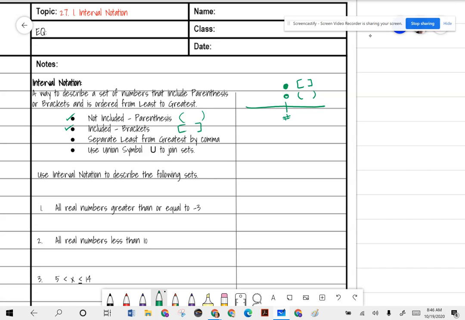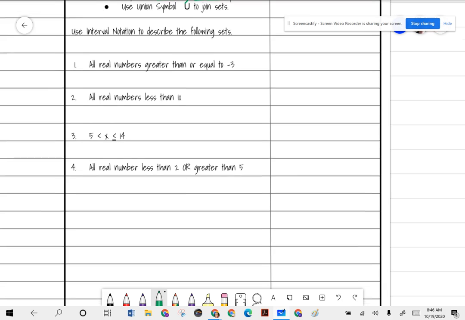You always separate from least, comma, greatest. So you always separate them by a comma. And then when you have more than one set, you use the union symbol to join the sets. So let's take a look at these examples.